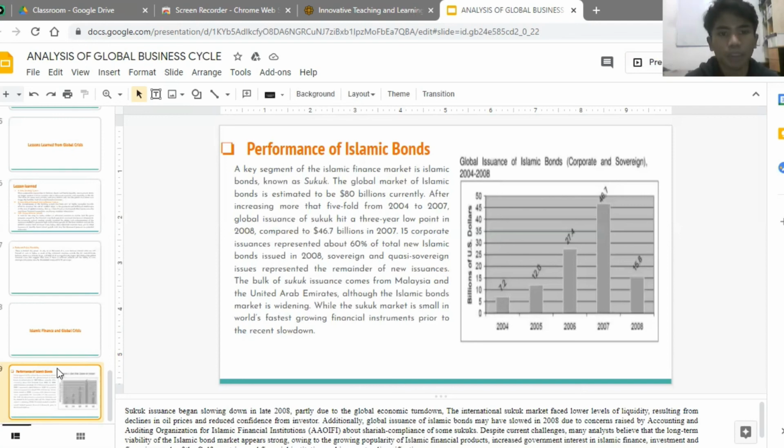Corporate issuance represents about 60% of total new Islamic bonds issued in 2008. Sovereign and quasi-sovereign issues represent the remainder of new issuance. The bulk of Sukuk issuance comes from Malaysia and the United Arab Emirates. Although the Islamic bonds market is widening, the Sukuk market is small, though it was the world's fastest growing financial instrument prior to the recent slowdown. I think that's all from me.